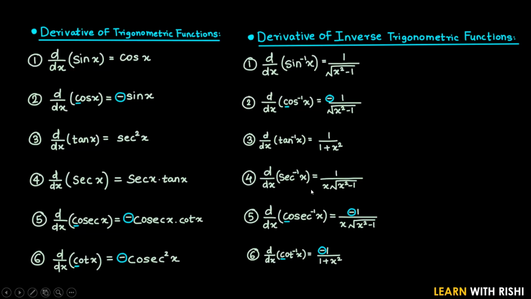And for sec inverse x, derivative of sec inverse x is 1 upon x into under root x square minus 1. Same for cosec inverse x, it is negative of 1 upon x into under root x square minus 1. Same way here, wherever you come across C, the derivative will be a negative derivative.